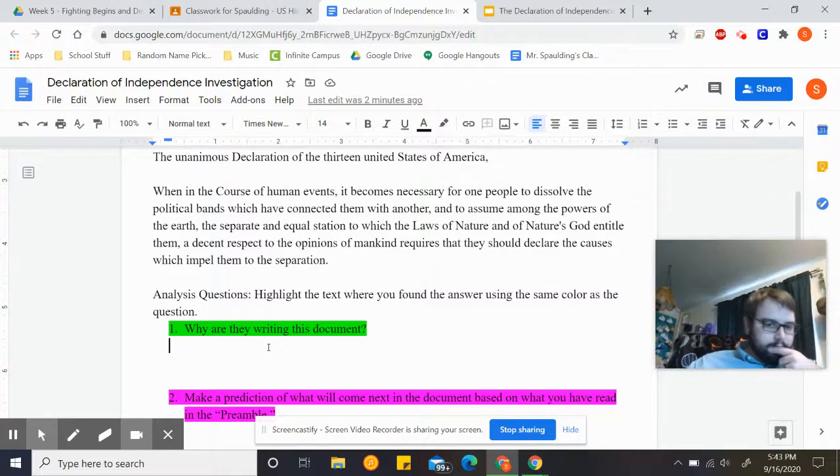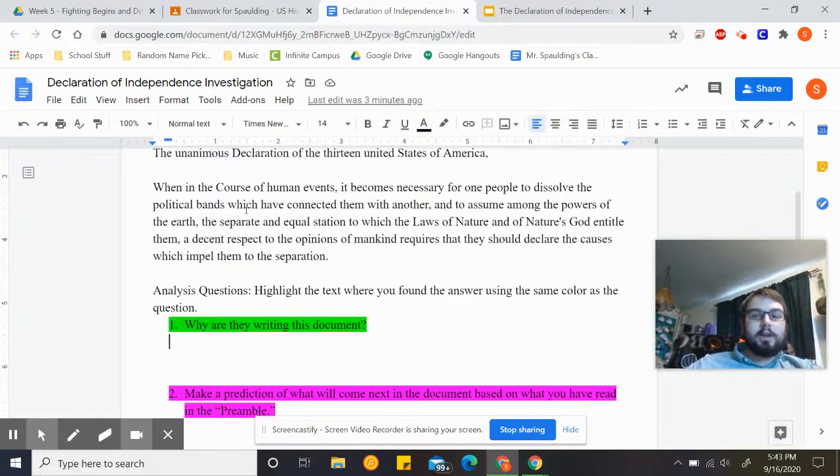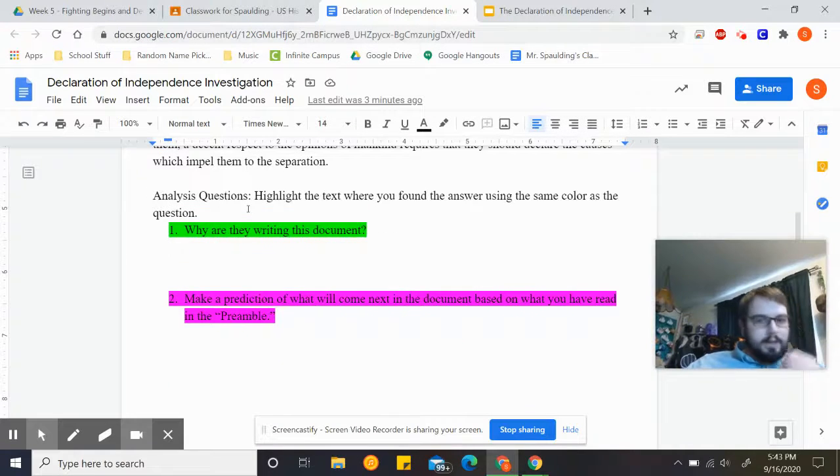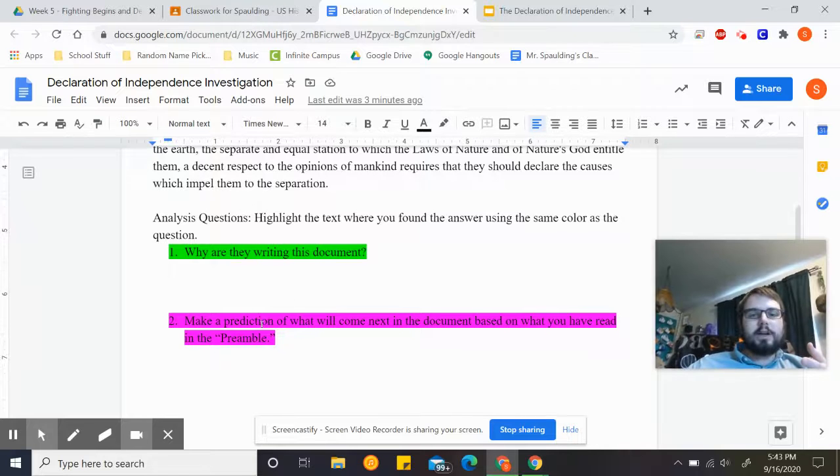Okay, so you can go ahead and type that answer in here. Okay, and after you do that, go back up and highlight in green where specifically you found that answer. Okay, you should have been able to hear me talking about it, so that should help you know what to highlight. Okay, and then make a prediction of what will come next in the document. You guys actually don't need to highlight for that because you're making a prediction.